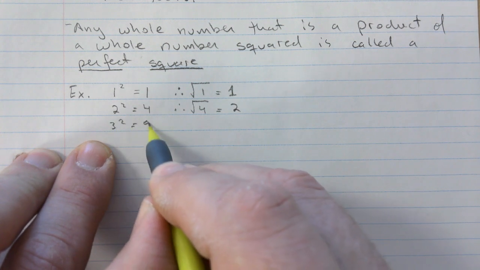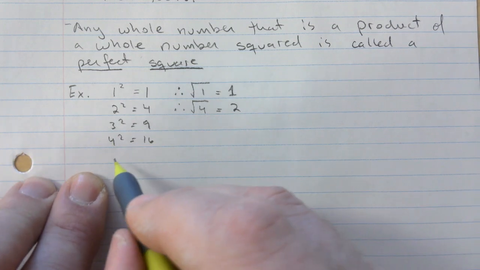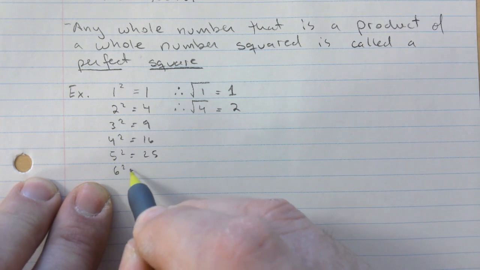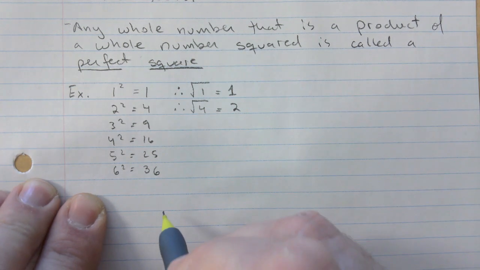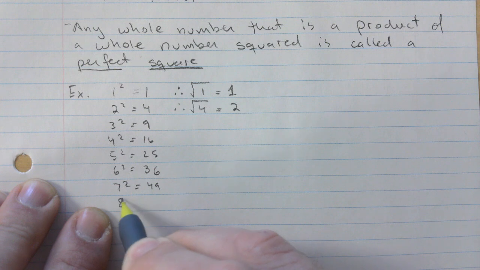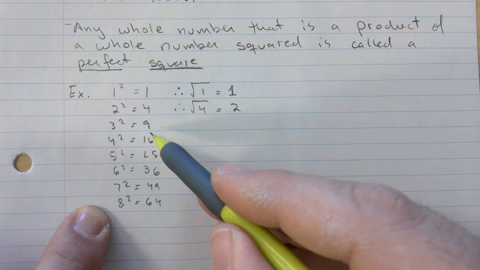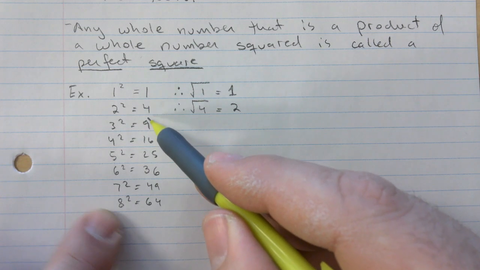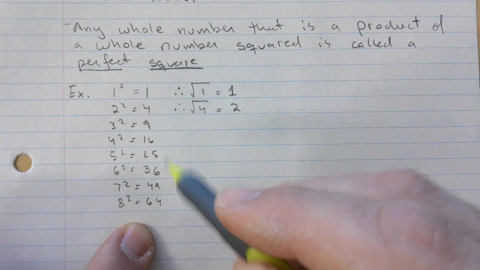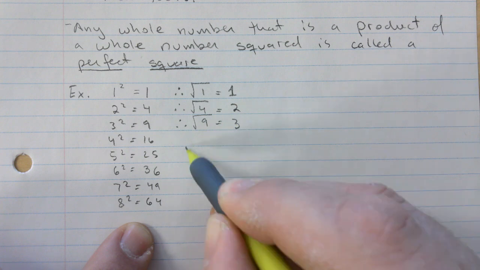Three squared is equal to 9. 4 squared is equal to 16. 5 squared is equal to 25. Those are probably ones that you're very familiar with. 6 squared, 7 squared is equal to 49. 8 squared is equal to 64, and so forth. So this column here, which I will clearly identify later, are called perfect squares. Because if you were to take the square root of them, you get a whole number.